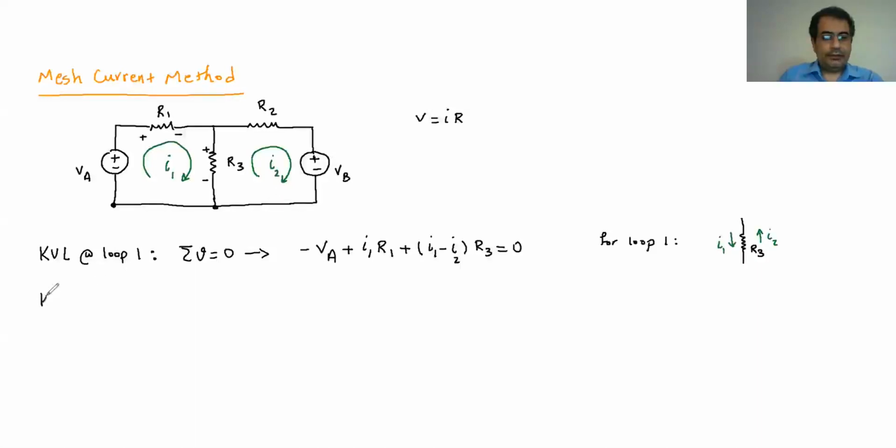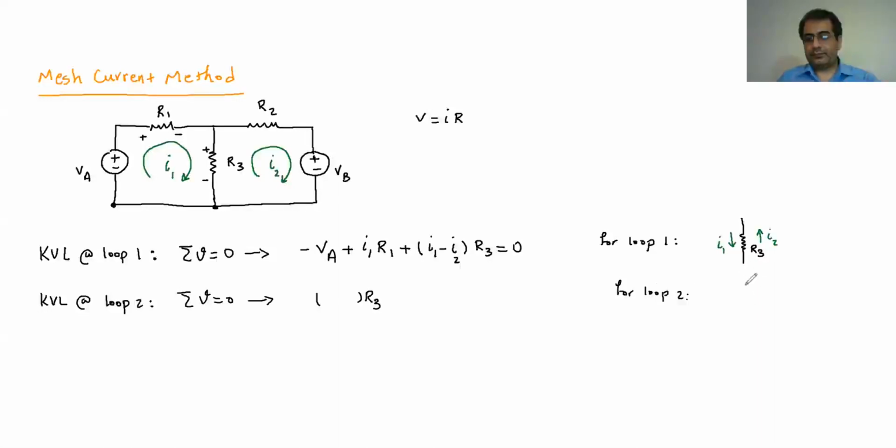So if I write the KVL at loop 2, again, it says that if I add all the voltages together, it should come out 0. So if I start here, this time I start from R3. So the voltage is the current times R3. I know that. But this time, for loop 2, again, if I look at it, it's going to be the very same thing.